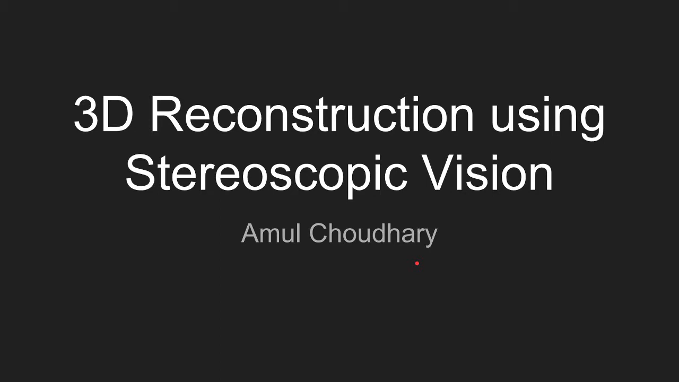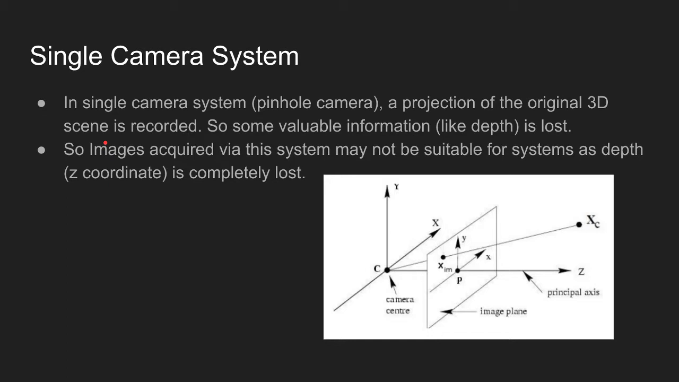Hey guys, today we are gonna learn what is stereoscopic vision and how we can use this to reconstruct a 3D scene. So basically, normal camera systems are single camera systems. In a single camera system, which is also called a pinhole camera, what it captures is a projection of the original 3D scene. So some valuable information like depth is lost during the projection. So when we finally get the image, it doesn't have any information regarding the depth. So it is a two-dimensional image. Only x and y axis we get, but the depth axis, which is z, is completely lost.